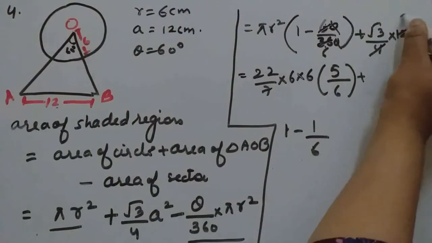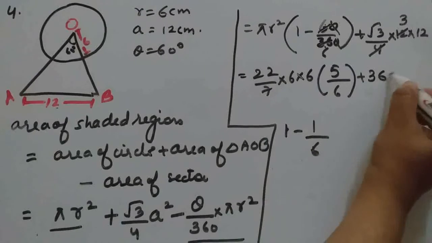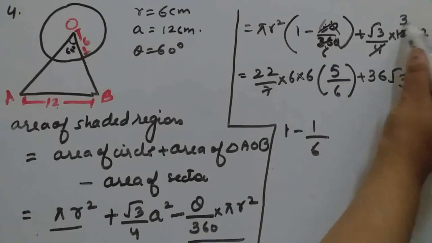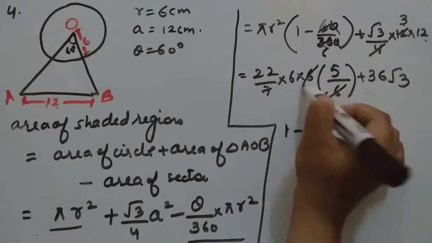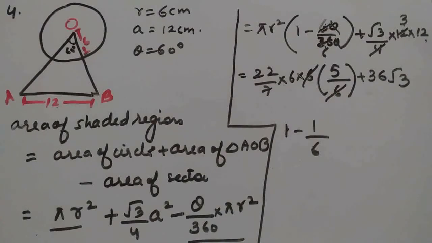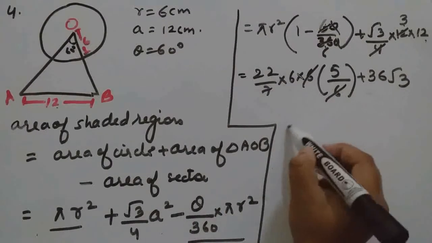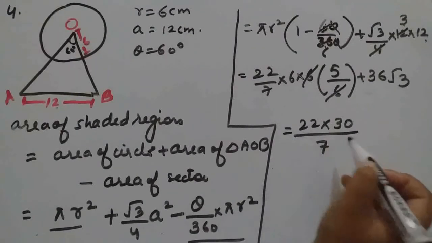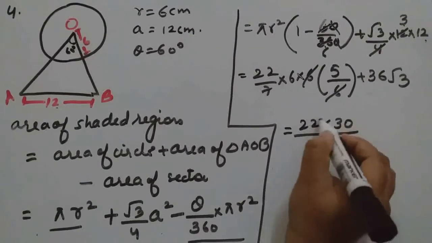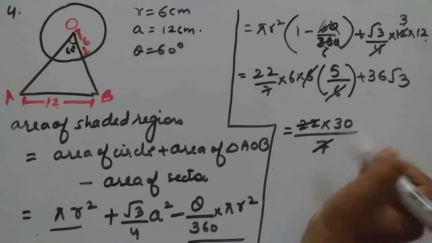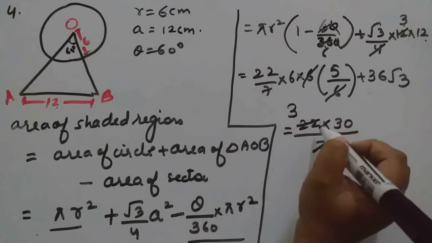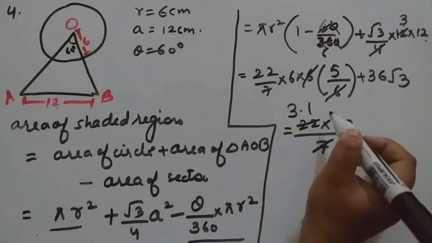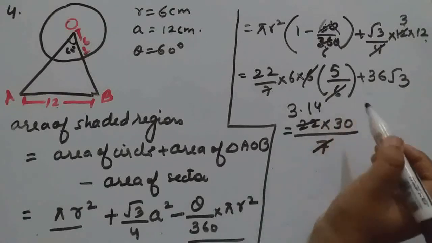And from 4 we can cancel 36 root 3. Okay, 12 3s are 36. 1 6 will go here. Then 22 into 30 divided by 7. Okay, so from 7 we can divide this. 7 3s are 21, 1 will remain, 7 1s are 7, then 3 will remain, 7 4s are 28.